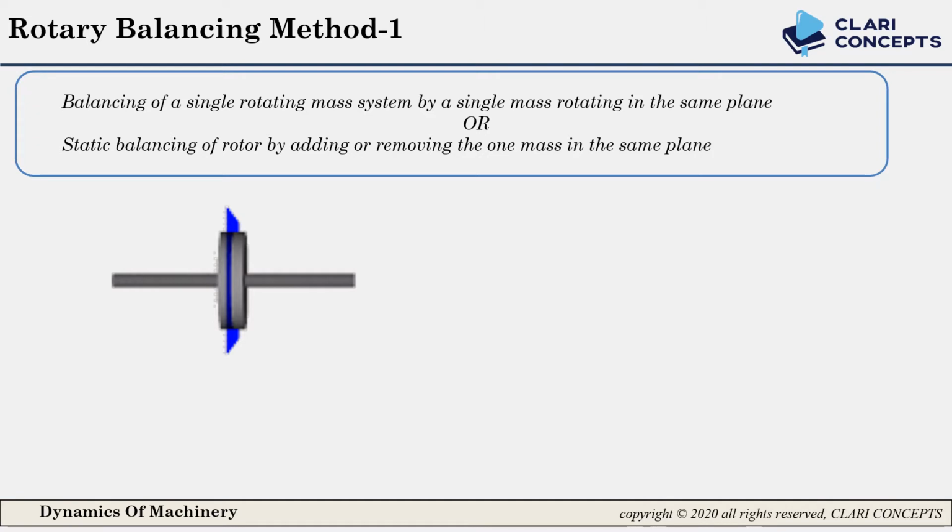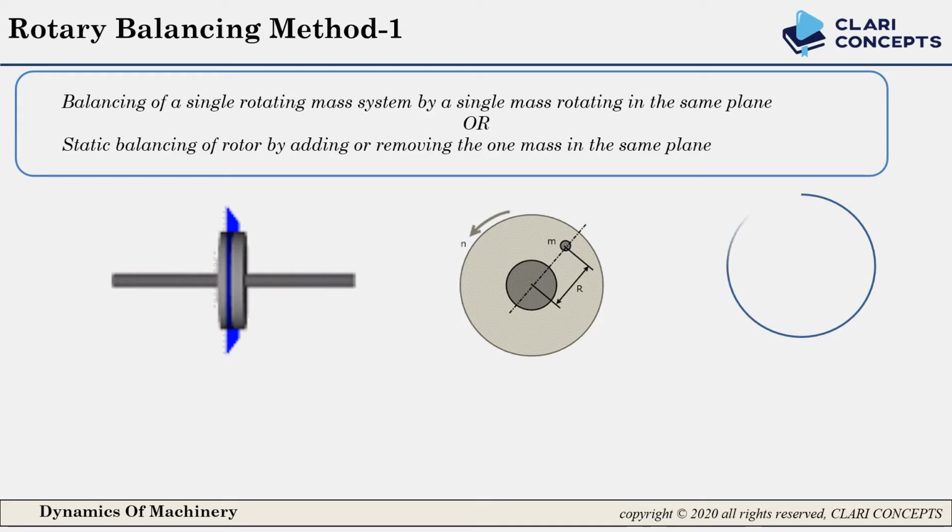Due to this mass, centrifugal force is produced. This force is an unbalanced force. To remove this effect, we have to add some extra mass. To understand how to add the mass and at which angle, see this.